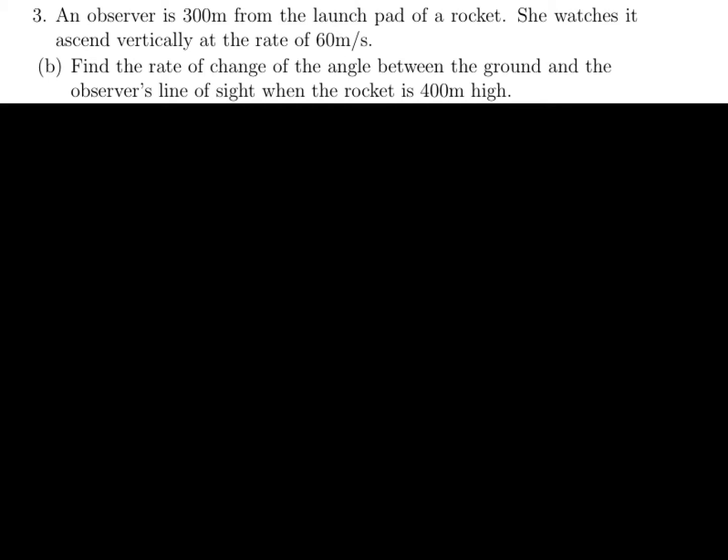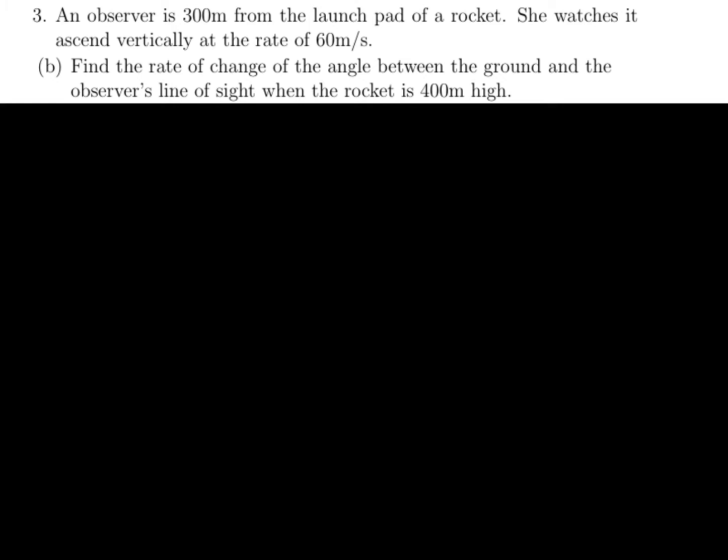So here's a variation of the last problem. We still have the observer being 300 meters from the launch pad. The rocket's still ascending vertically at a rate of 60 meters per second. But now we want to find the rate of change of the angle between the ground and the observer's line of sight when the rocket is 400 meters high.